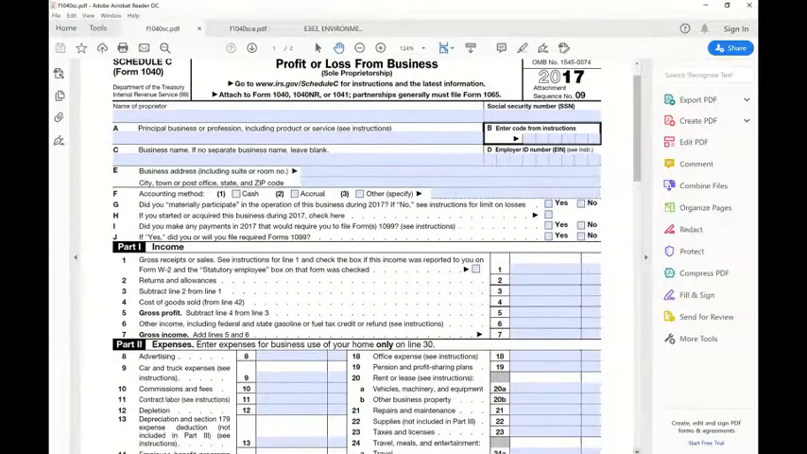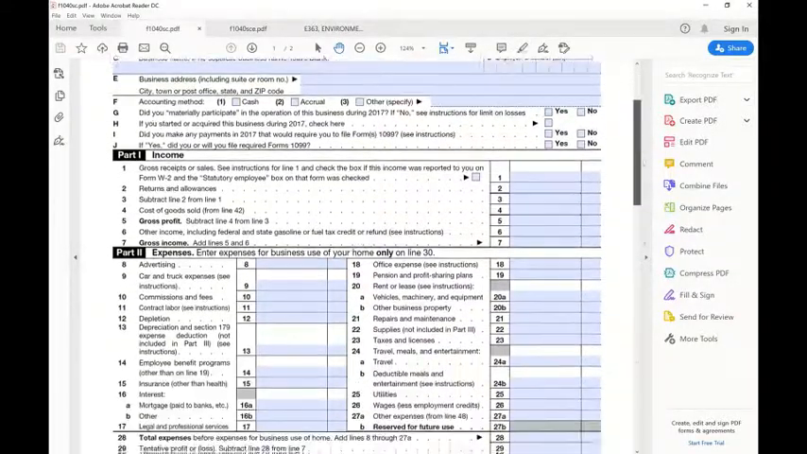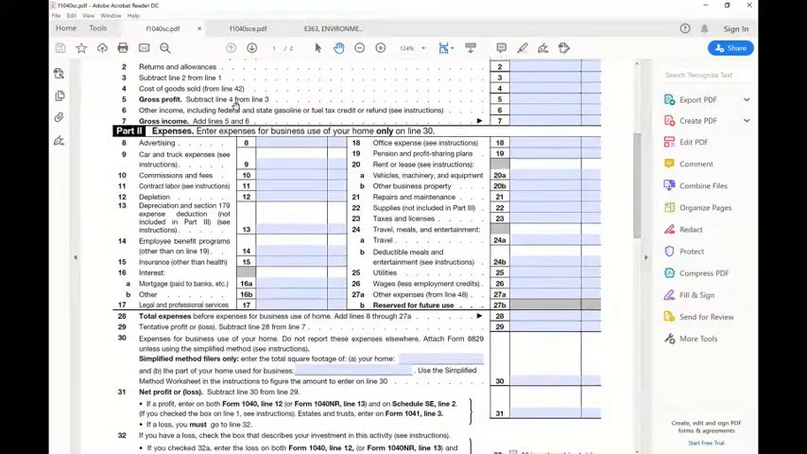The second section is about expenses. So we have different categories of expenses: advertising, car and truck expenses, commissions and fees. So this is mainly the several types of expenses, and then we get the total expenses. Okay, and then the difference here between gross income and expenses will be the tentative profit or loss.